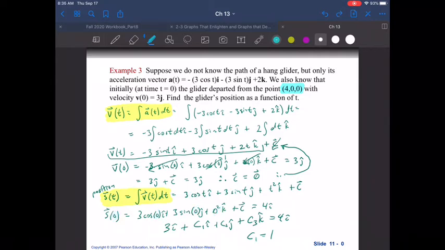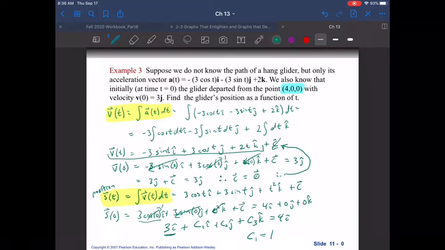Then I put my plus c and I set it equal to 4i, because that's what this would be. The initial position vector would be 4i plus 0j plus 0k. That's that 4, 0, 0 position initially. And then as I plug in 0, I get the cosine of 0. This is a 1. This whole thing is a 0. This whole thing is a 0. And so I end up with just 3i, from this right there, plus c1i, c2j, c3k.